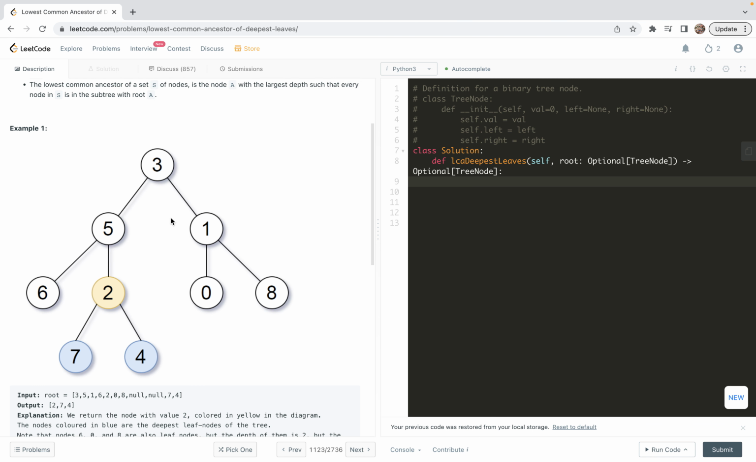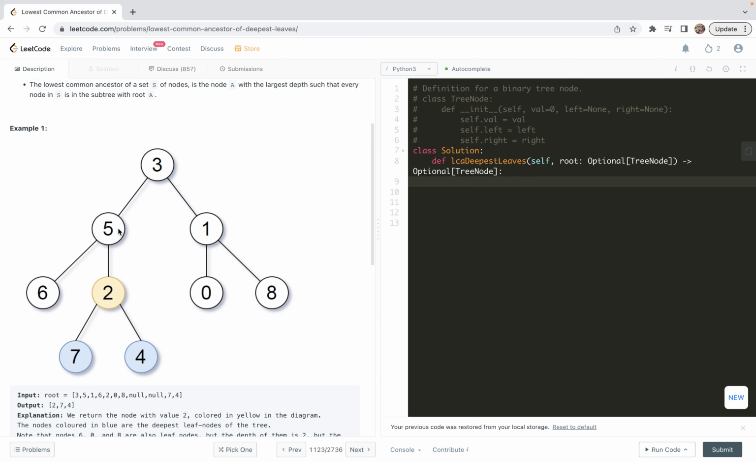The reason is that if we look at 3, the left subtree and the right subtree have the same depth, right? So this one must be the lowest common ancestor. Similarly, now let's turn back to nodes 7 and 4. If we check the root 3, and look at its left subtree and right subtree, the left subtree is one level deeper than the right subtree. So we move towards the left subtree.